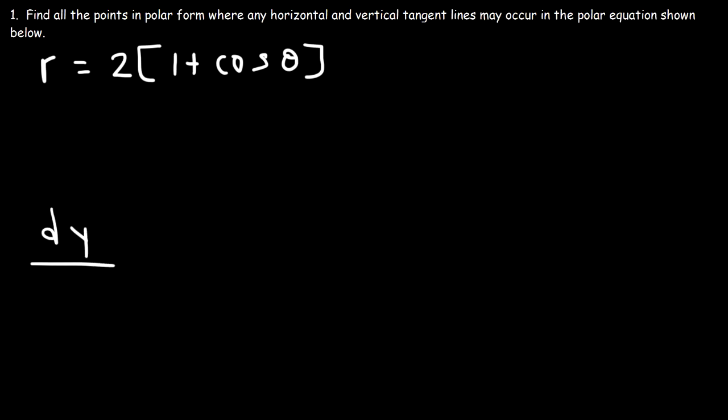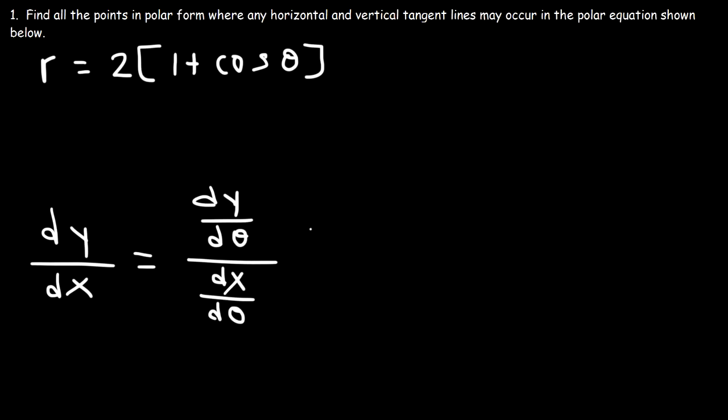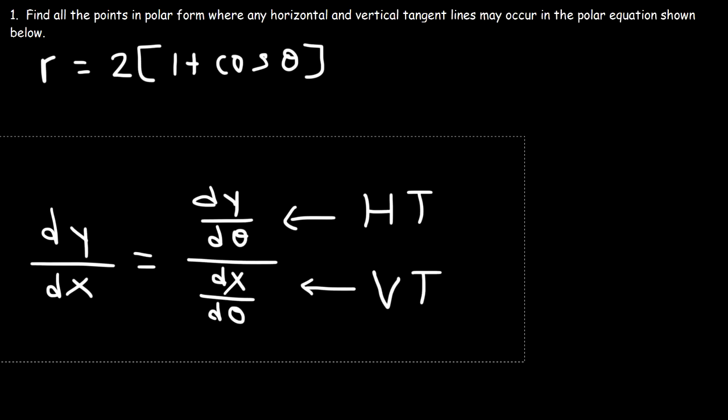Well, first, we need to find the derivative dy/dx, which is dy/dθ divided by dx/dθ. When the numerator is equal to 0, that's where we can get a horizontal tangent line. And when the denominator equals 0, a vertical tangent line may be present. So let's begin by finding dy/dx in this problem.